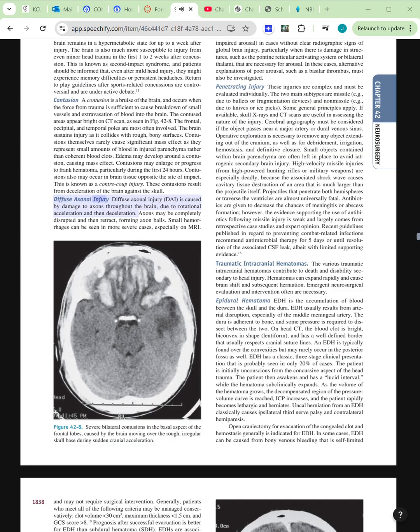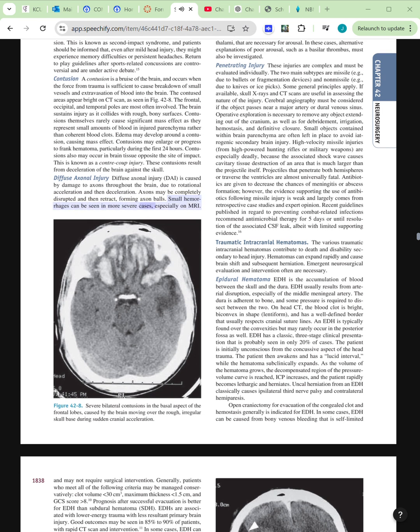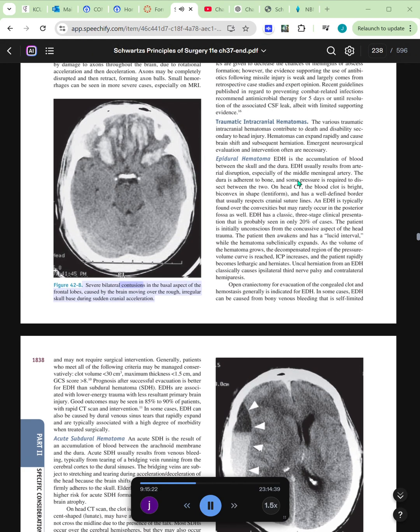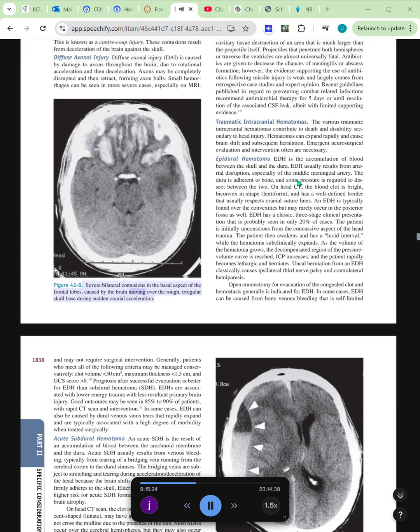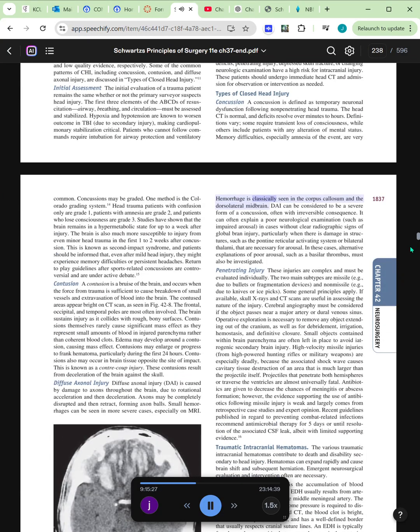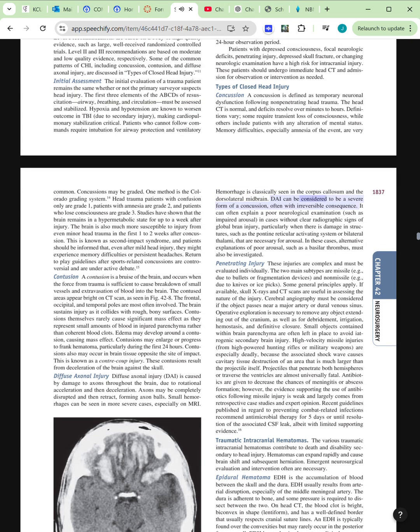Diffuse axonal injury. Diffuse axonal injury is caused by damage to axons throughout the brain due to rotational acceleration and then deceleration. Axons may be completely disrupted and then retract, forming axon balls. Small hemorrhages can be seen in more severe cases, especially on MRI. Figure 42-8. Severe bilateral contusions in the basal aspect of the frontal lobes caused by the brain moving over the rough, irregular skull base during sudden cranial acceleration. Hemorrhage is classically seen in the corpus callosum and the dorsolateral midbrain. DAI can be considered to be a severe form of a concussion, often with irreversible consequence.